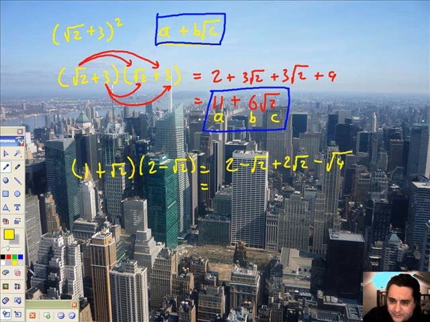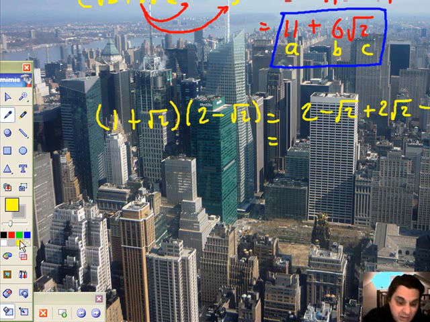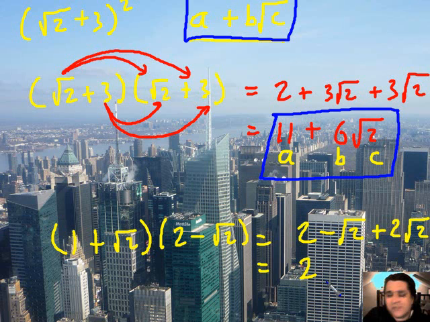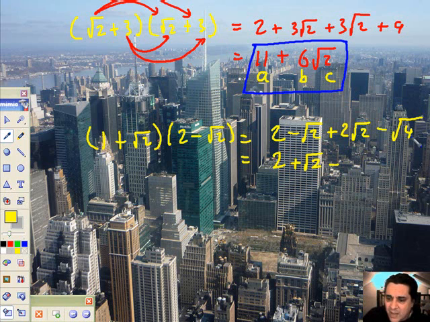Tidy it up a little bit. Let's just get rid of my root 2's. What have I got? Minus 1 root 2 plus 2 root 2's. Can't get rid of it completely. So I've got 2 there. Minus 1 root 2 plus 2 root 2's is plus 1 root 2. And root 4 is 2, so it's take away 2. Now we can do some simplifying. 2 take away 2 is 0.